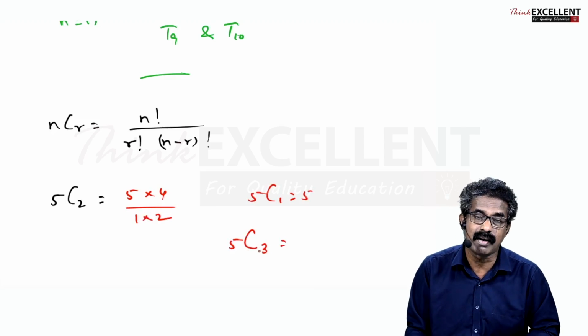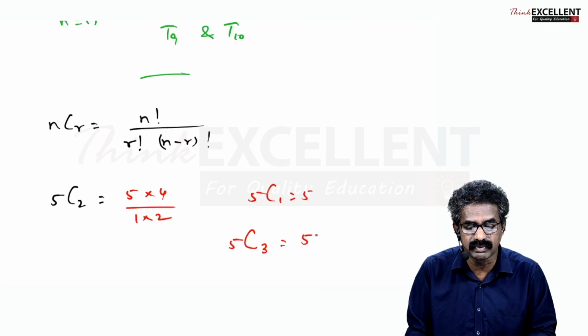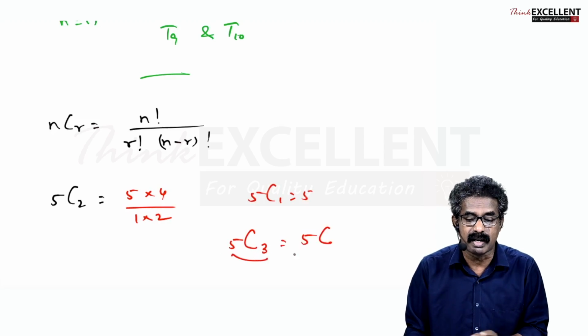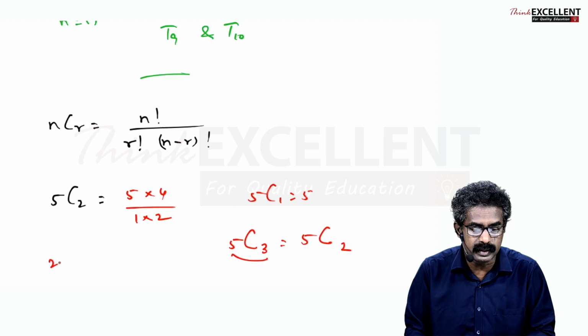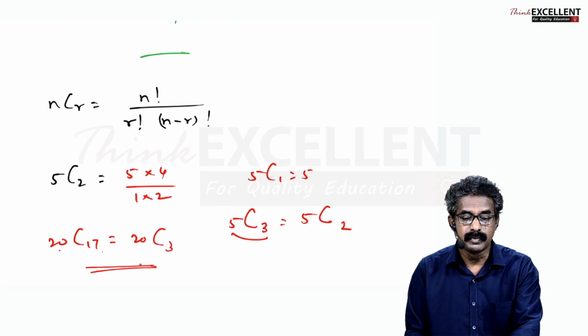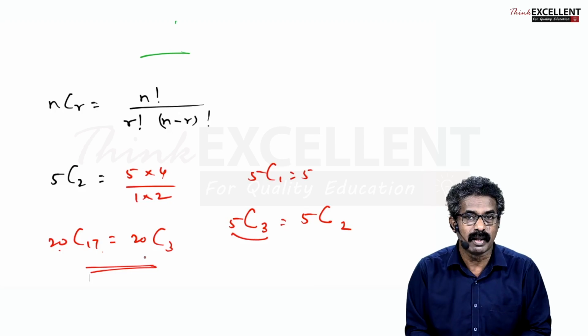Suppose you want 5C3. The second number is more than half. You can do it directly, or you can write it as 5C(5 minus 3). nCr is nC(n minus r). Subtract it: 5 minus 3 is 2. So 20C17 can be written as 20C(20 minus 17). What is that? 3. Both are equal only. So because of that, the coefficients at both the ends will be equal.